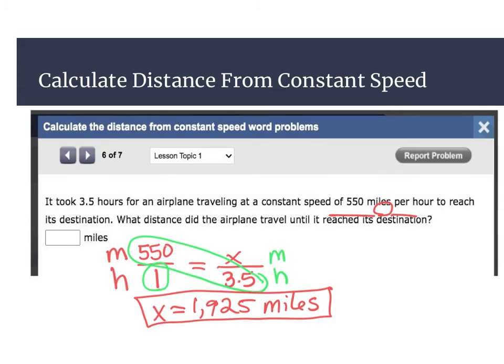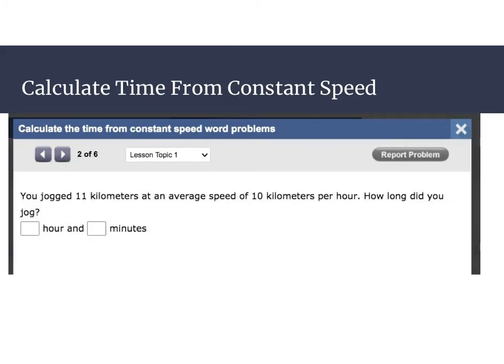So that airplane over 3.5 hours has traveled 1,925 miles. Now, these are the types of questions that kids are really struggling with, because the question says you jog 11 kilometers at an average speed of 10 kilometers per hour. How long did you jog? And you think, okay, well, I can set up my line equals line and let's do our line equals line. And I've got kilometers and I have hours. And we know that you're jogging 10 kilometers per hour.